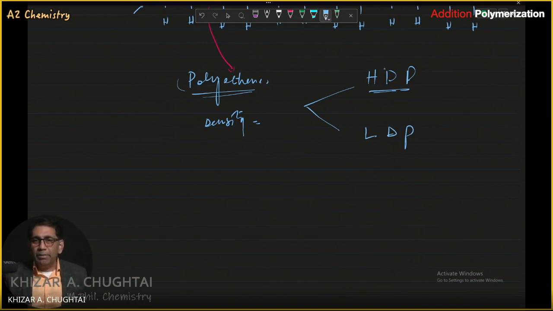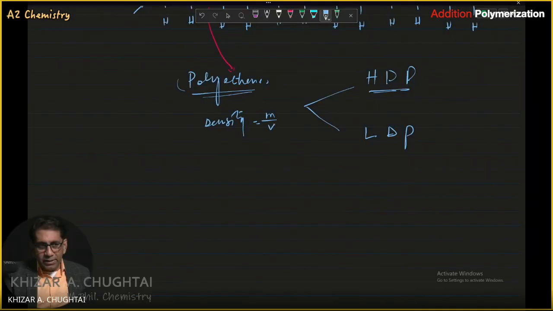In addition polymerization, there is no loss in mass. The mass of the reactant is the same as the mass of the product. Nothing is lost. It's not condensation, it's addition. So the mass is pretty similar. Then why do we sometimes call them high density and sometimes low density? What is the reason behind it?